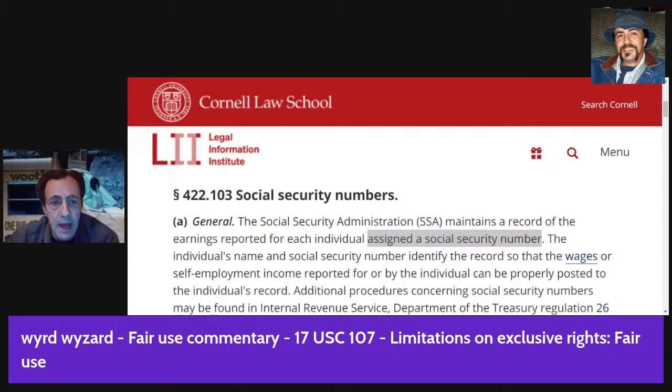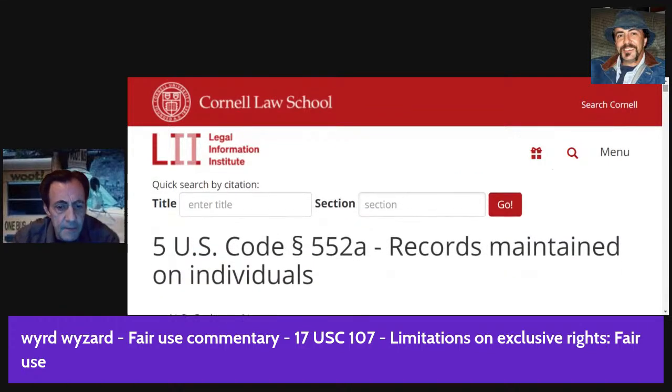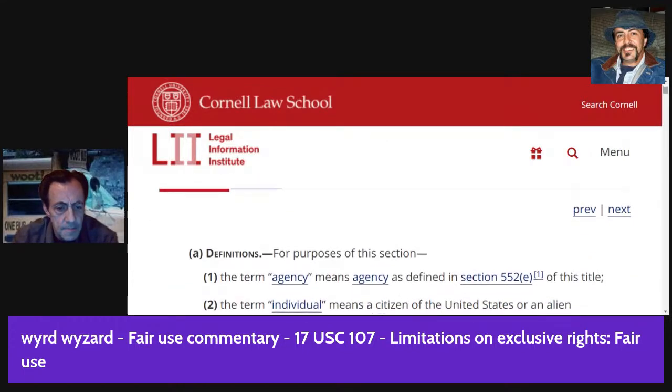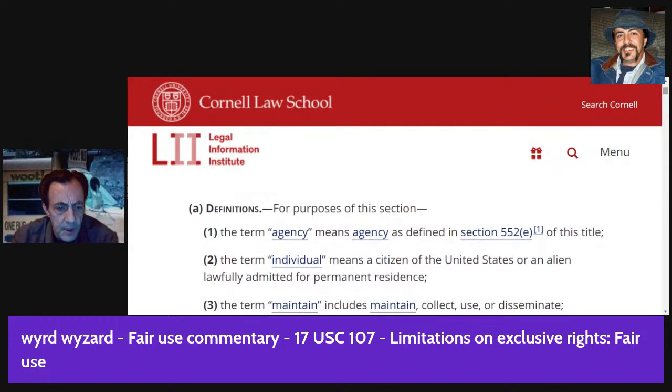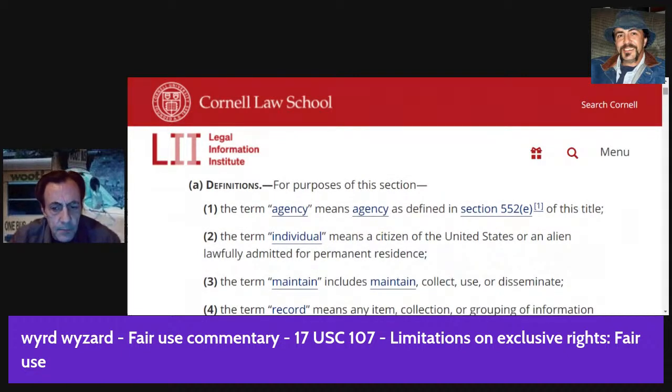The next one, as it relates to that individual, is 5 USC 552a, records maintained on individuals. The term individual means a citizen of the United States or an alien lawfully admitted for permanent residence. I am not a lawful alien, as I am native to this world. I am in this world, but not of this world, but born in this world through my nativity.